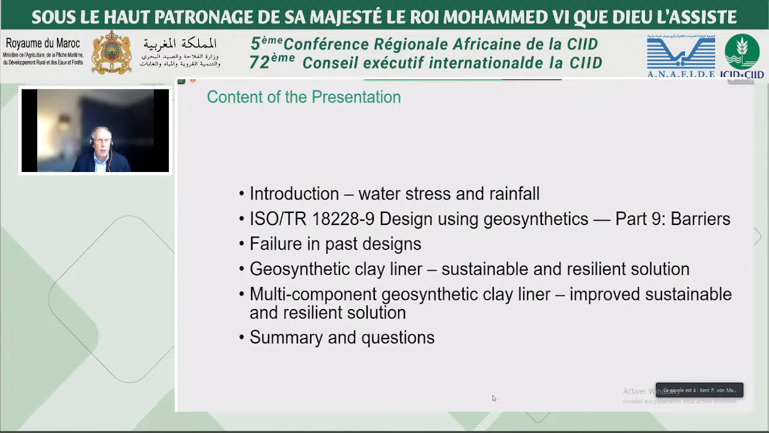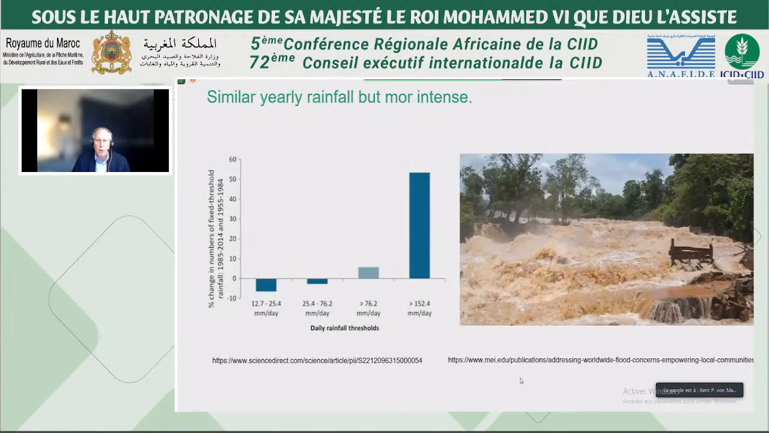But let's go into the content of my presentation. First of all, I'll do a short introduction on water stress and rainfall. Then I'll talk about the ISO guide, surprised that Eric brought that up already. Then some failures, then some solutions which are sustainable and resilient. Multi-component GCLs could be an improved sustainable solution, and then summaries and questions, which I don't think we will have today anymore. So let's start with what's happening in this world right now.